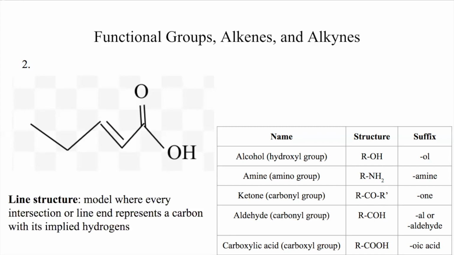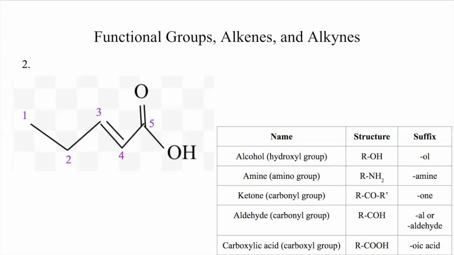In this type of model, every intersection or end is a carbon atom. So, there's actually carbon atoms with their hydrogen atoms here, here, here, and here. Let's go through our steps. When we count the longest carbon chain, we see 5 carbon atoms. This means that the molecule will have the root name pent.